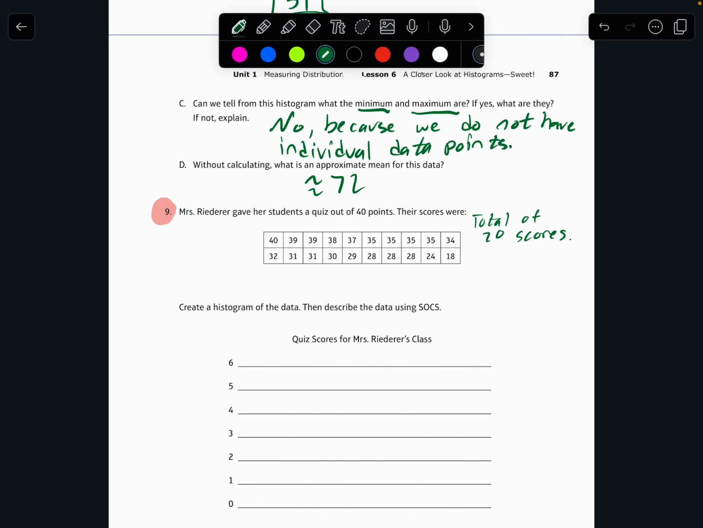And then, this is the minimum, the low point, equals 18. I don't know why I put low, but let's just replace it with minimum. And then the max, it looks like one person got 40, so 40.